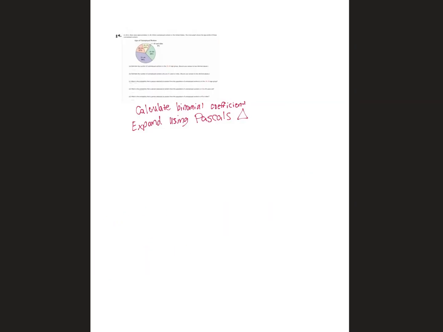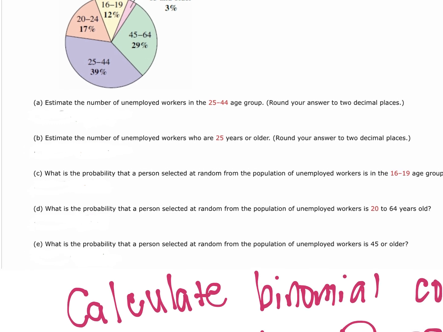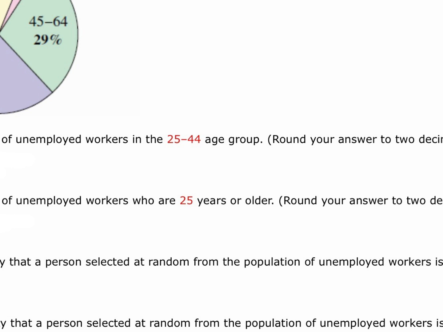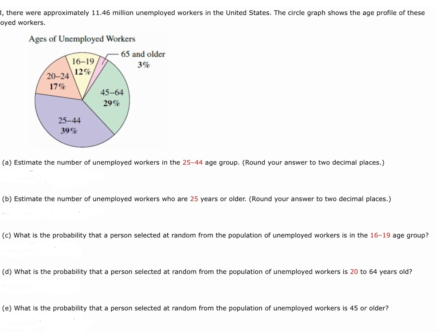All right, scooting along. These first 2 questions, there's not going to be one like this on your test. But I want you guys to understand, some of you understood how to answer this, and some of you were a little confused. It says, estimate the number of unemployed workers in the age group of 25 to 44. Round your answer. All right, you need to use a proportion here, guys. How many in this group are between 25 and 44? What's the percentage? They don't give you a number.